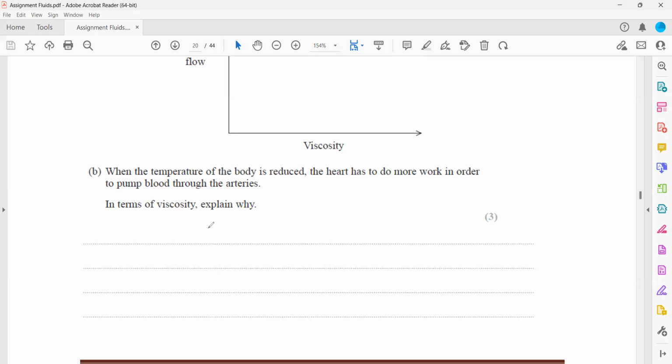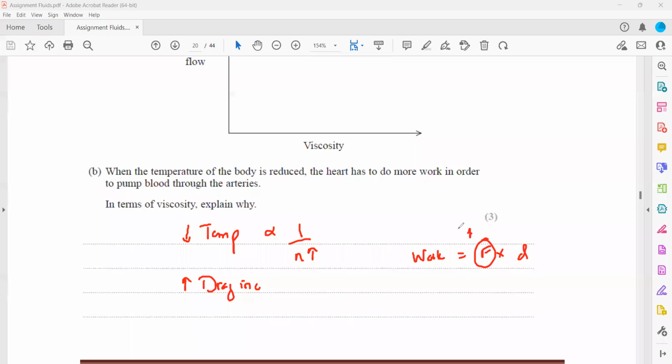The first thing, what is the relation between temperature and viscosity? As the temperature reduces, the viscosity will increase. That's one point you will mention, the relation between them. As the viscosity increases, what happens? The drag force or viscous drag increases. So when viscous drag increases, the heart has to apply more force to pump the blood the same distance. If the force increases, the work done will also increase. That's why the heart has to do more work in order to pump the blood through the arteries.